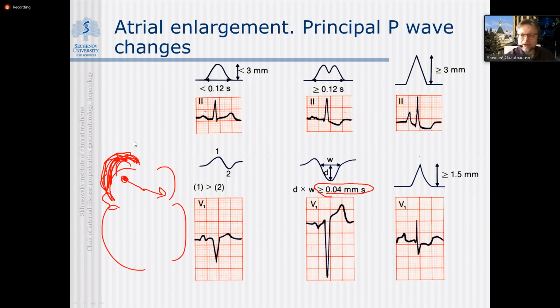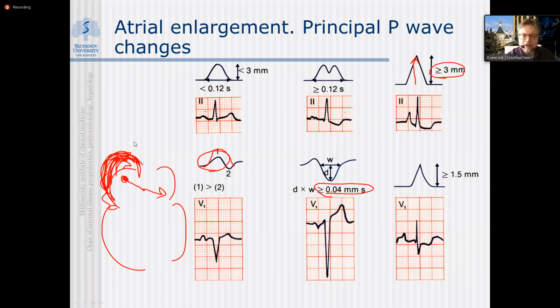In that case, no extra time will be needed. During the normal time, there will be activation of the extra amount of cardiomyocytes, and that will be enough for activation that will be, in that case, more intensive. So current and electrical driving force will be higher. The P wave height will be more or equal to 3 millimeters. And there will be extension of the first positive phase of the P wave. It will become taller and wider.